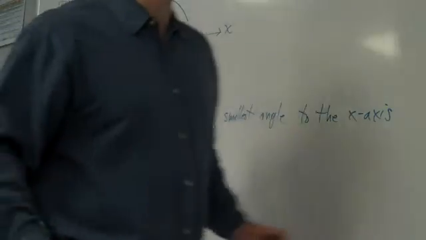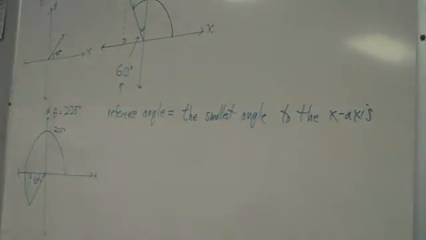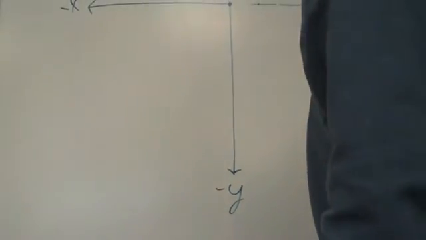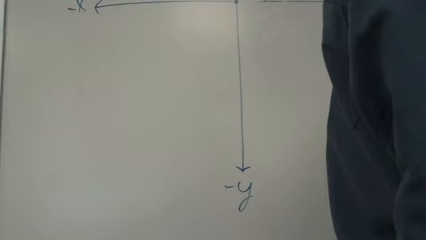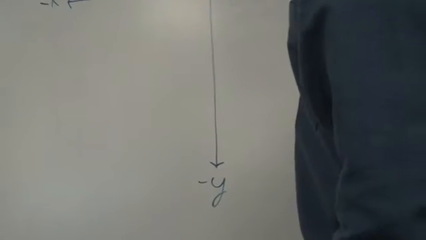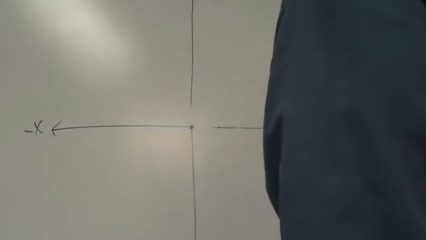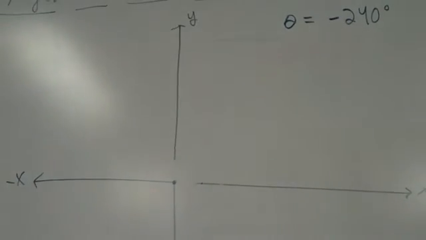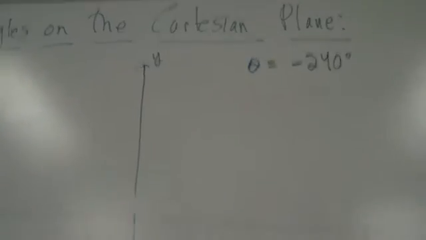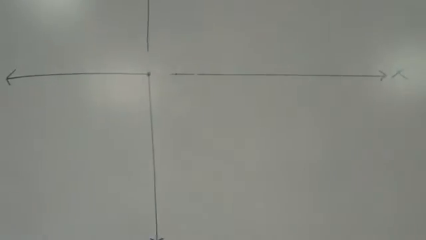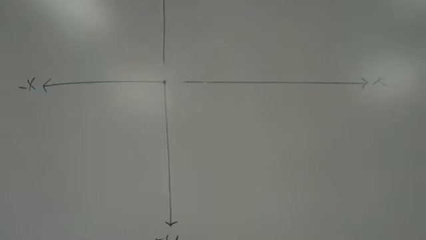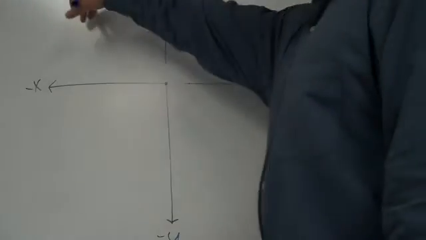Do this one over here. Okay, now, theta equals negative 240 degrees. Negative 240. Where do I go? I go clockwise. Clockwise, this way. How far do I go? That far.